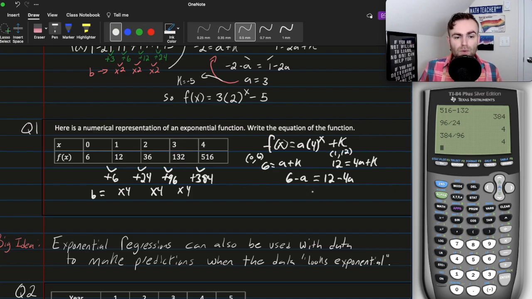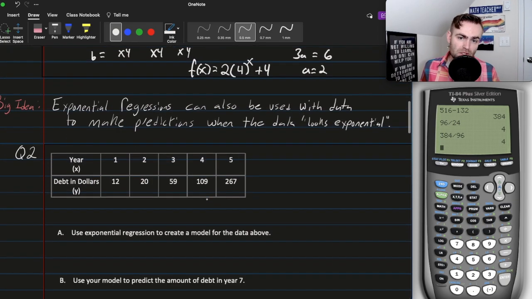Perfect. So what that means for us is that 3a is equal to 6, or a is equal to 2. And if a is equal to 2, then k has to be 4, because 2 plus 4 is 6. So our function here is f of x is equal to 2, for our a, times 4 to the power of x plus 4. Not too bad.